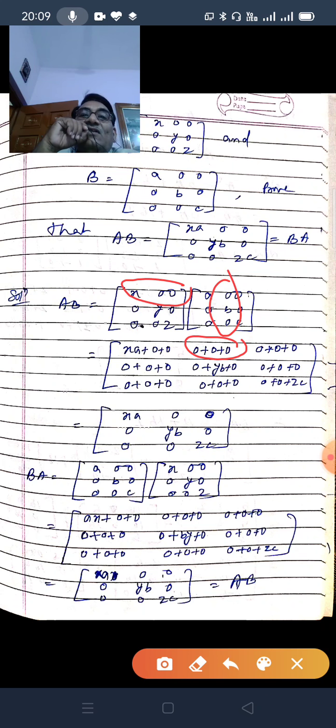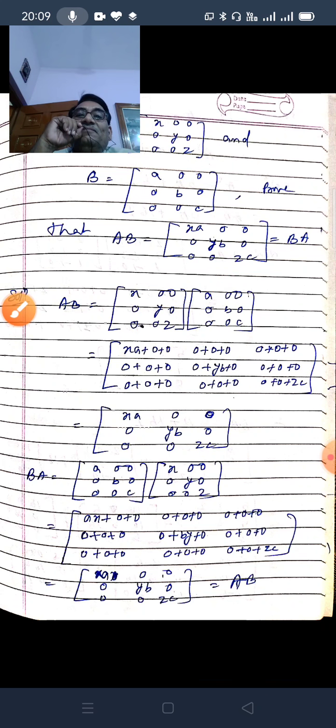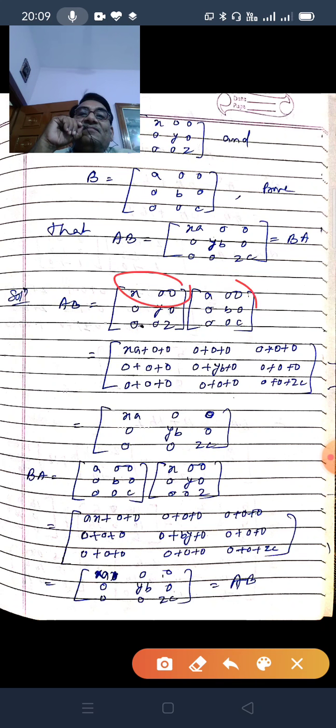So it is C11, C12, C13. See here, C11, C12, C13, same as C21, C22, C23, and C31, C32, C33, and your final result is this. And now after that we will multiply BA. You see BA is also multiplied and your result is the same as AB. So this is the proof: AB is equivalent to BA.